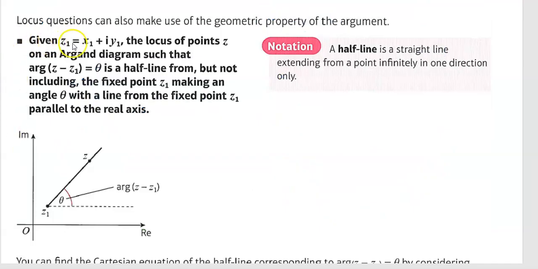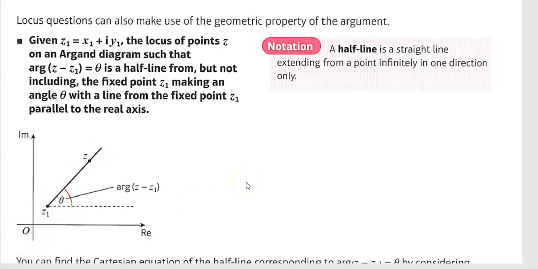Okay, if you have a point z1 equal to x1 plus i y1, then the locus of point z on the Argand diagram such that the argument of z minus z1 is equal to theta is a half line from z1. So here it makes the angle, you've got the wee horizontal dashed line, and it goes up through here. That's your argument, theta, and it's this half line. It does not go on through, so that's very important. It just cuts off there.